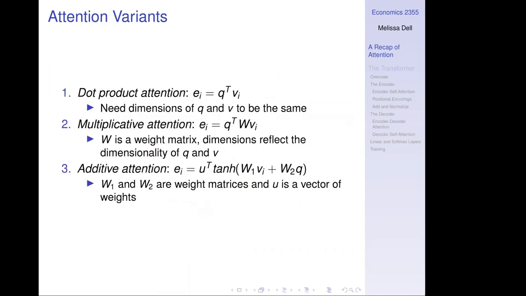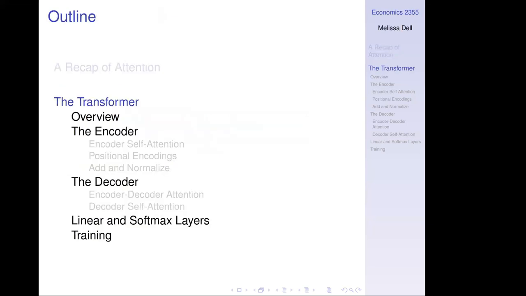And so there's dot product attention, which is what we just saw, which works, but you need the dimensions of your query and your values to be the same. You can also do multiplicative attention, in which case you no longer need those dimensions to be the same. They're reflected in the weight matrix. And there's also something called additive attention. So that's a recap of the original version of attention, which we discussed in the context of seq-to-seq last class. Are there any questions at all about that?